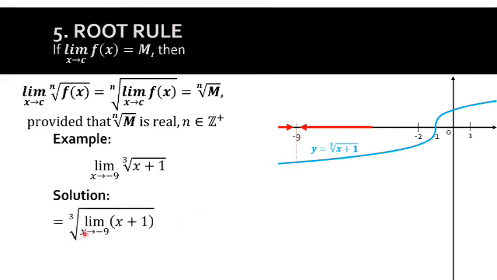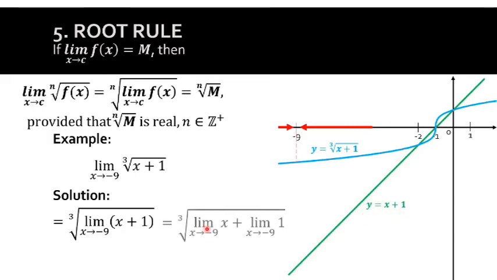Solution. So we can put the root outside the limit. So x plus 1 is actually a linear function, y is equal to x plus 1. And using the sum rule, we have the cube root of the limit of x as x approaches negative 9 plus the limit of 1 as x approaches negative 9.